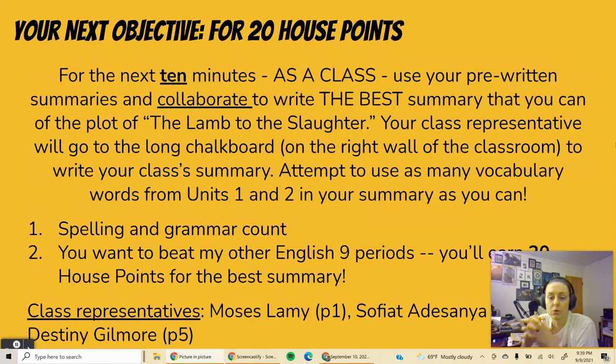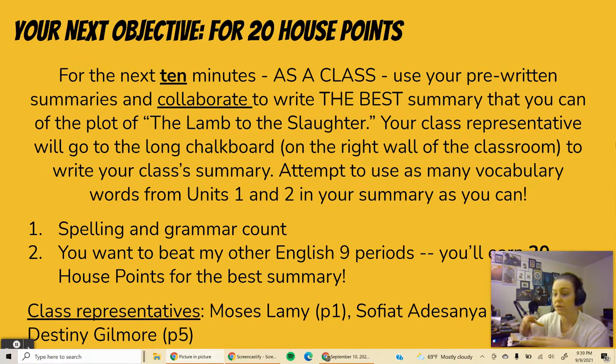Now, in order to write this, you're going to have one class representative who's going to go to the long chalkboard. So when you guys are looking at me right now on the screen, the wall to your right with the long chalkboard on it, that class representative, randomly chosen from the seating chart, is going to go up to the right wall of the classroom on that chalkboard, and as you guys are talking and discussing what you should write, they're going to pick up a piece of chalk and start writing your guys' summary.